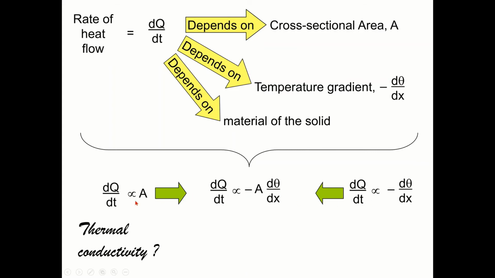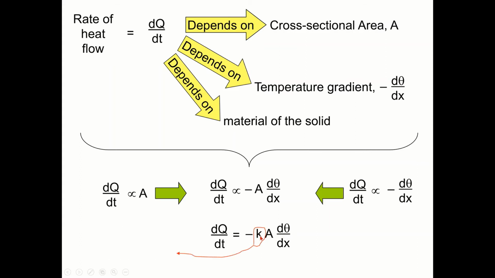Combining these two, using the mathematics rule, when we put an equal sign, we must put a constant. So let us name the constant as k. So it becomes dQ by dt equals negative kA dθ by dx. So k is defined as the thermal conductivity. And this is called Fourier's law.